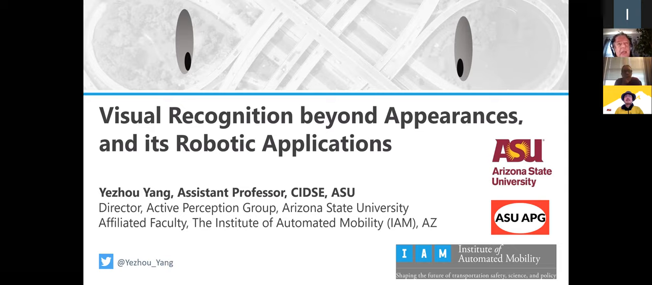And he got his career award from the National Science Foundation the first year he was on the faculty at ASU. So he has been doing amazing work in combining deep learning techniques and signal processing techniques with symbolic techniques, trying to develop new frameworks in artificial intelligence. And today, we are very happy to hear from him about visual recognition beyond appearance.